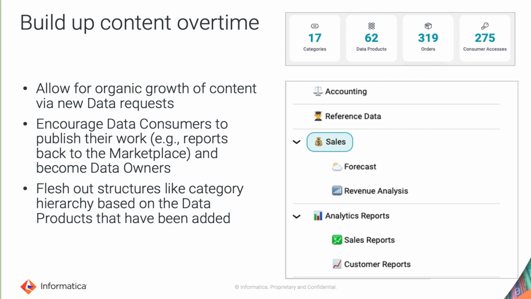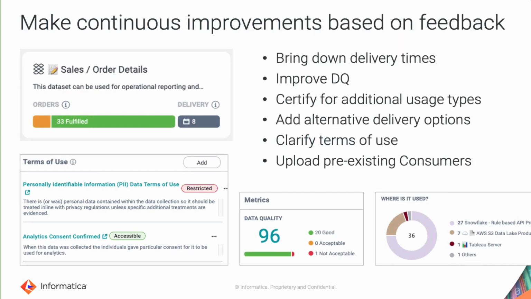It's through this organic growth as well that you can begin to see where the Marketplace should adapt. So you might have started with a very broad category hierarchy, maybe 10 to 12 kind of high level, broad categories. But once you start seeing the kind of data products that are growing in the Marketplace, that are being added because of requests or because of these data producers, then you can start shaping the subcategories around them so that things are easy to find based on what's actually in there rather than based on some top-down dictate. That way you can continue to make improvements based on the feedback.